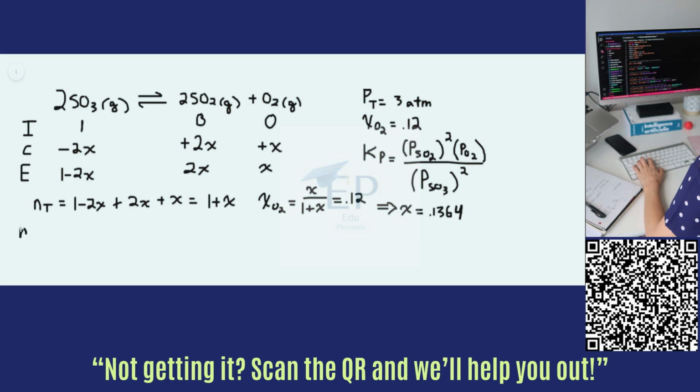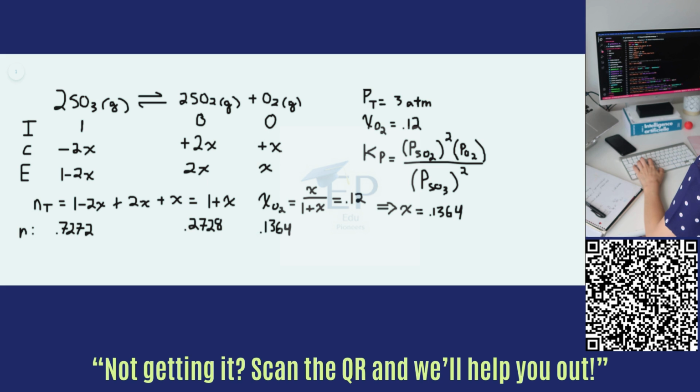Then I can calculate the number of moles for each of these at equilibrium by plugging x in here, and I get 0.7272 for SO3. I get 0.2728 here for SO2, and I get 0.1364, which I just calculated, for the number of moles for O2. So just continuing these columns down, this is the number of moles here.